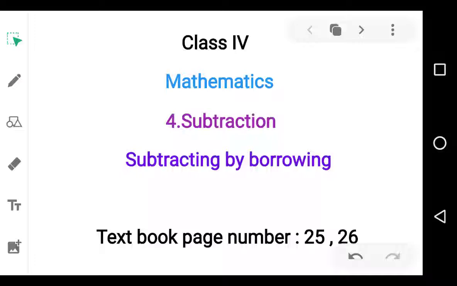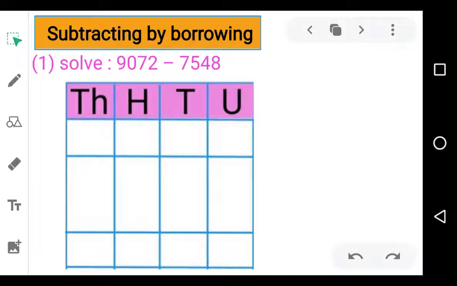Subtracting by borrowing. What is this method and how are we going to solve it? Let's see. Textbook page number 25. See the examples. Here we have to subtract 7,448 from 9,072.